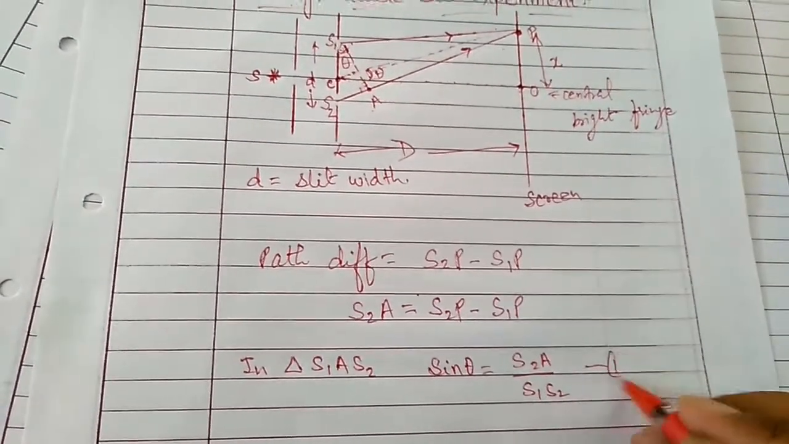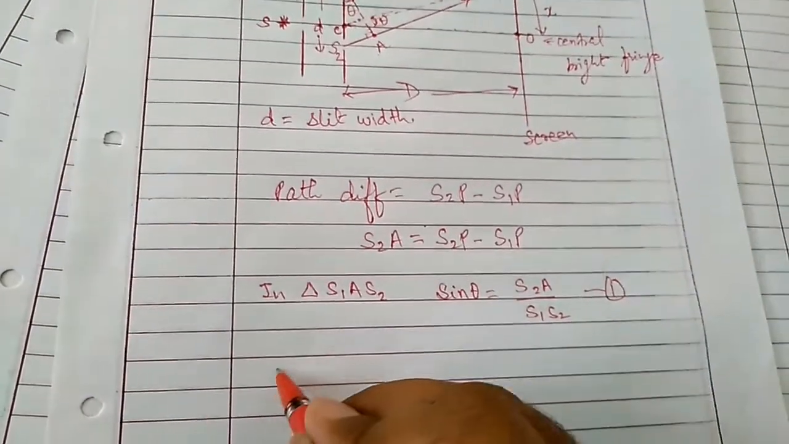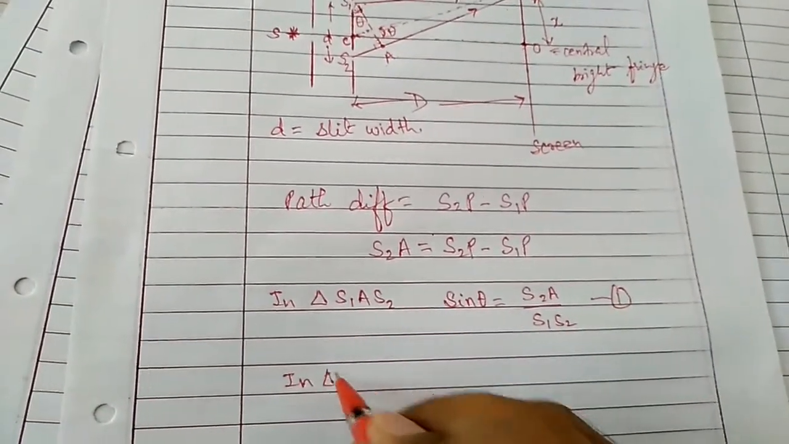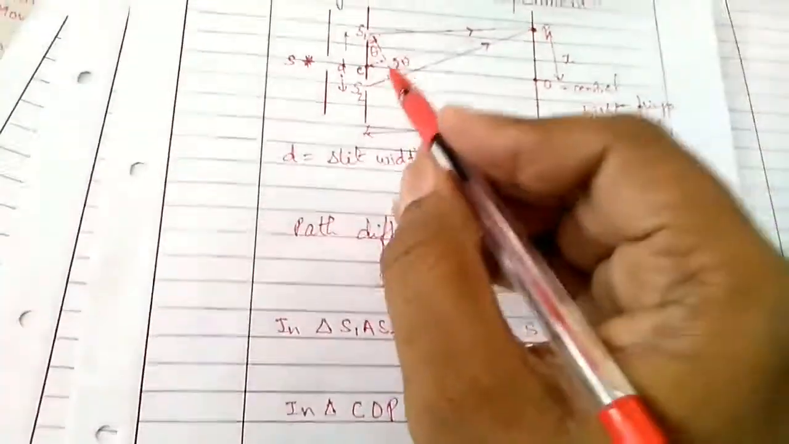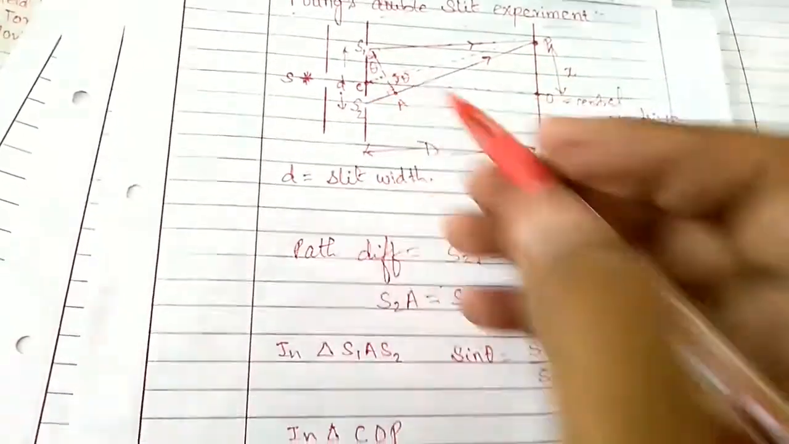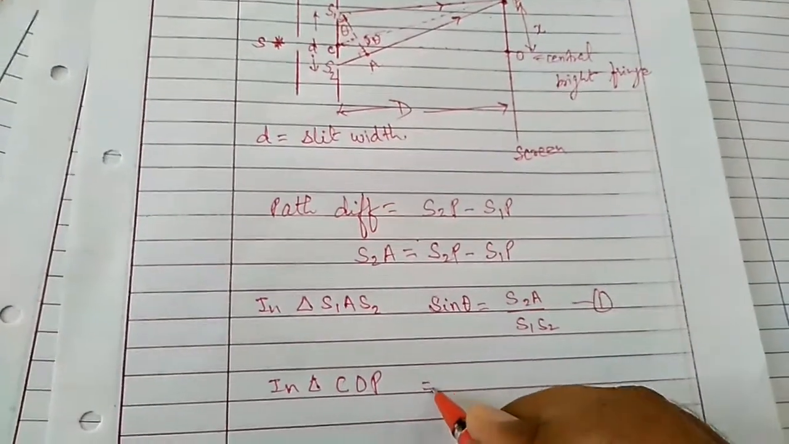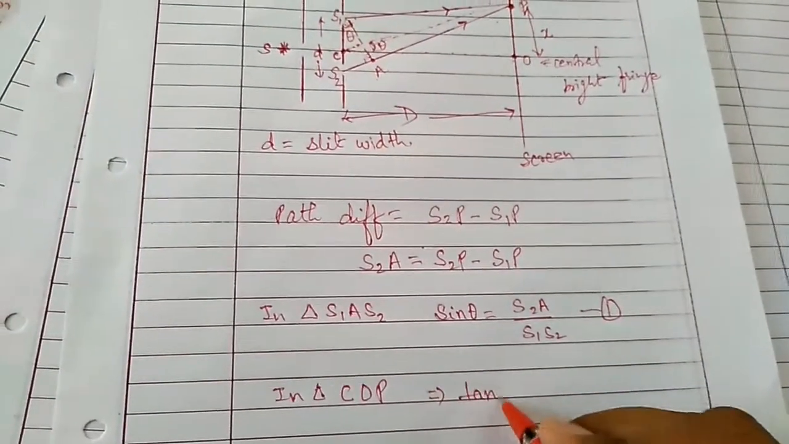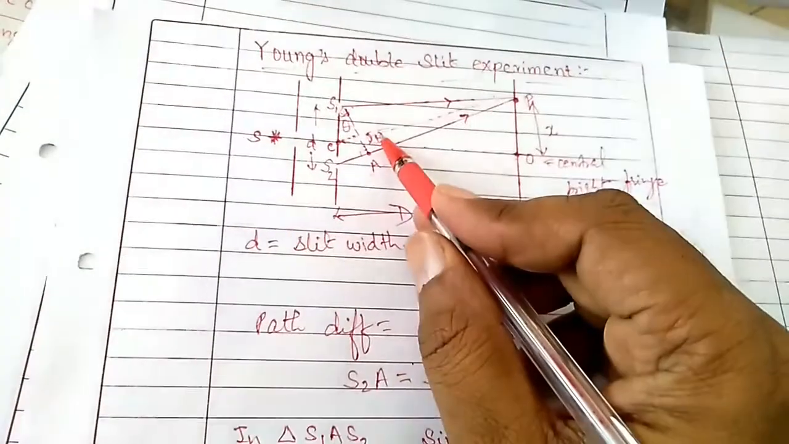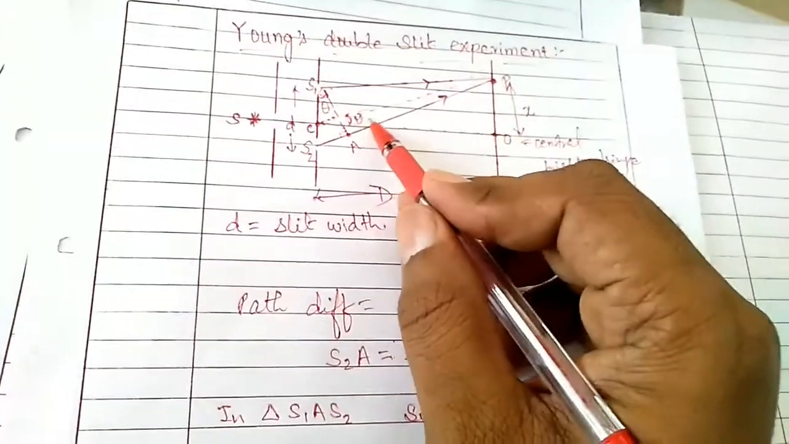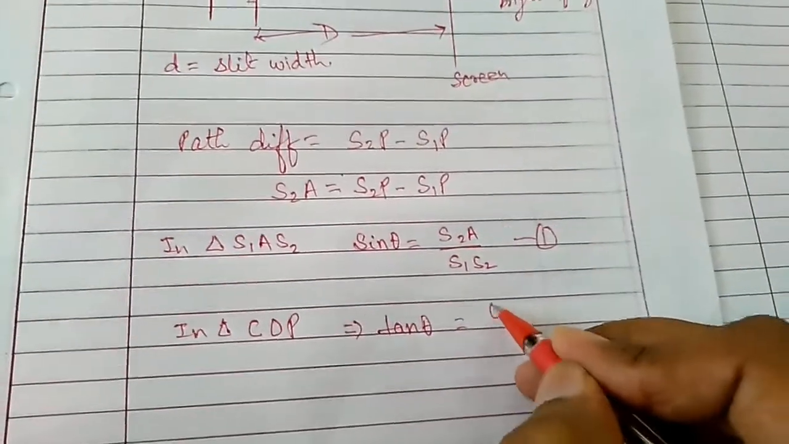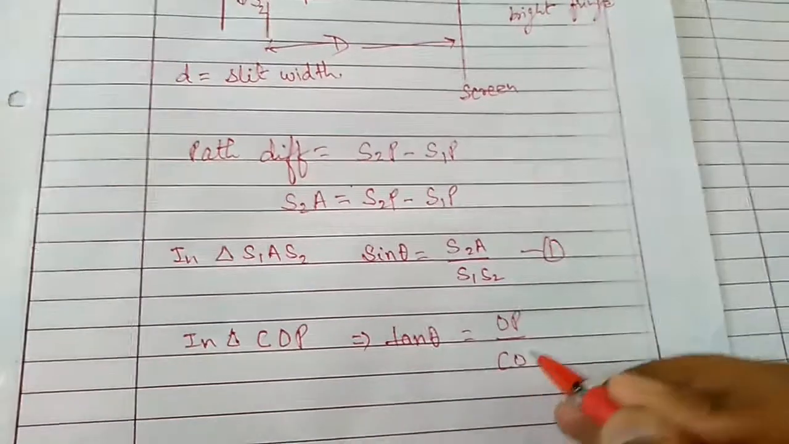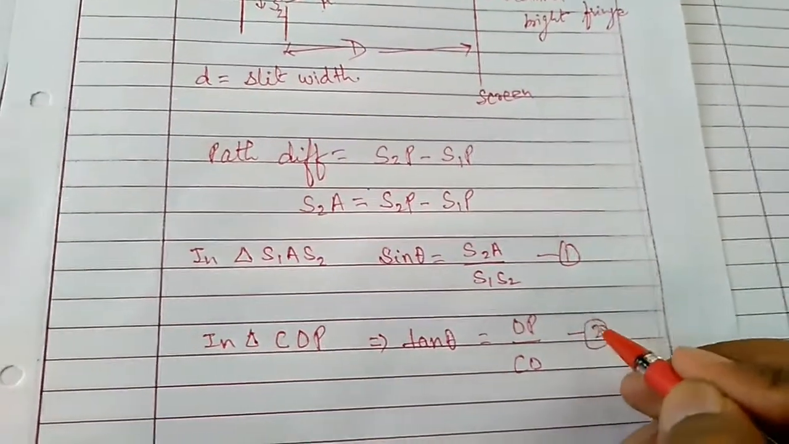So we get S2A upon S1 S2. Let this be equation 1. In the same way, in triangle COP, I'm using tan theta. Tan theta is equal to perpendicular upon base. What is perpendicular? OP upon CO. Let this be equation 2.